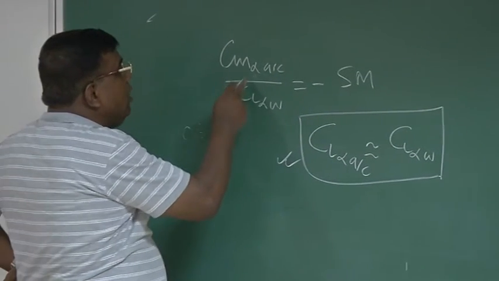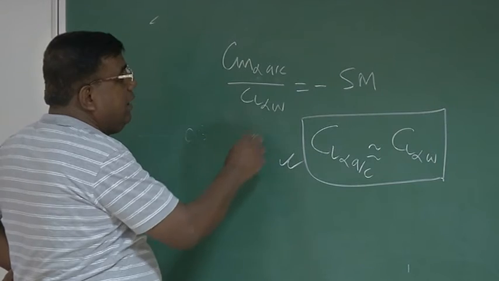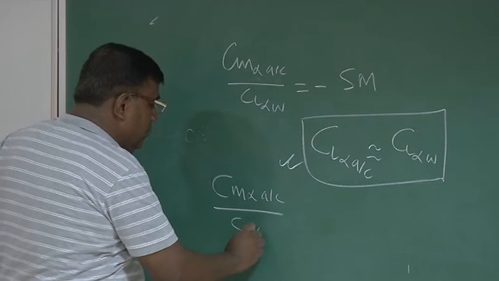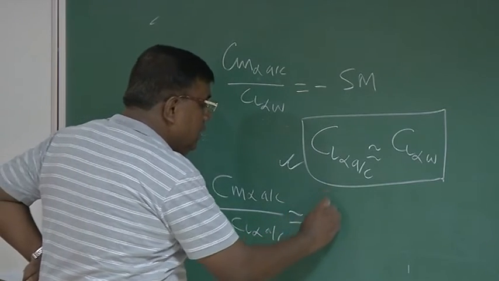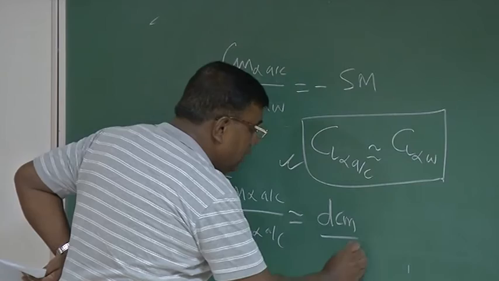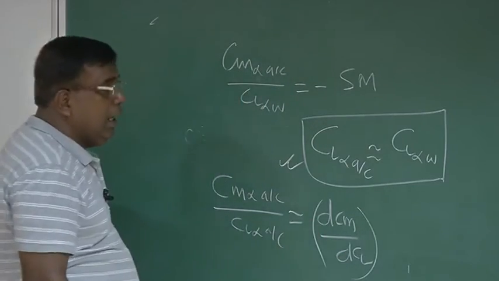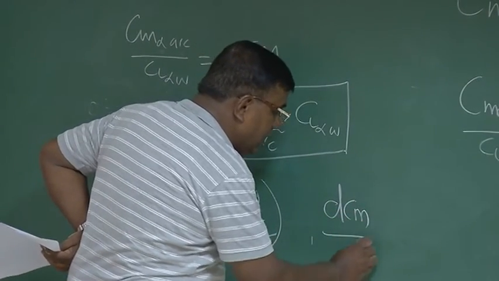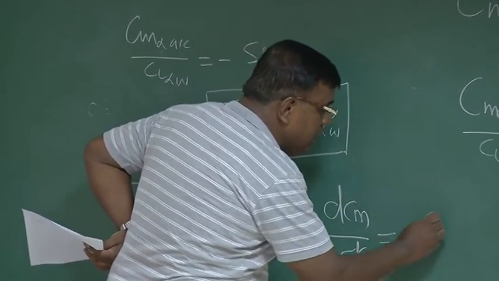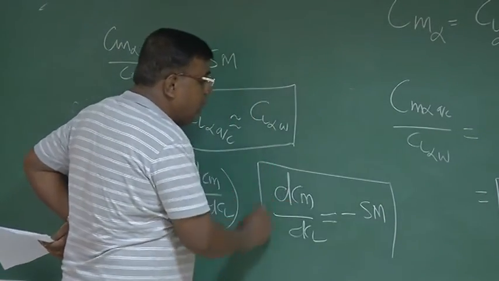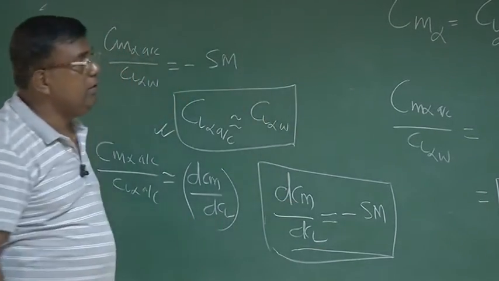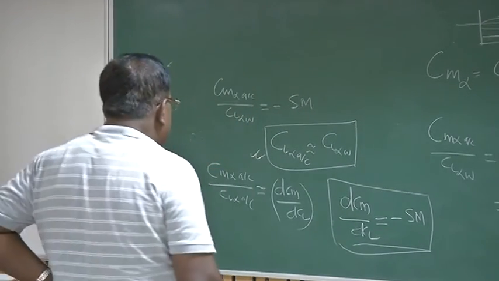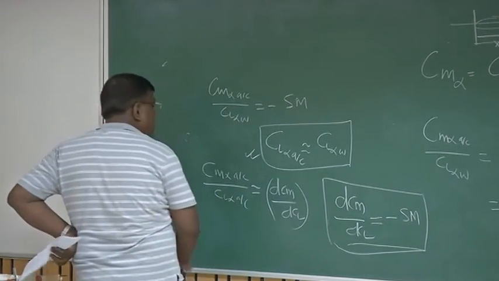Then I can write Cm alpha of the aircraft divided by CL alpha of the aircraft, and this is nothing but dCm by dCL of the aircraft. Hence, with this approximation, dCm by dCL of the aircraft is approximately equal to minus static margin. This is a wonderful result for a designer to design an airplane. That is why I am stressing this point. Okay? You see how beautifully we use this for designing an airplane.